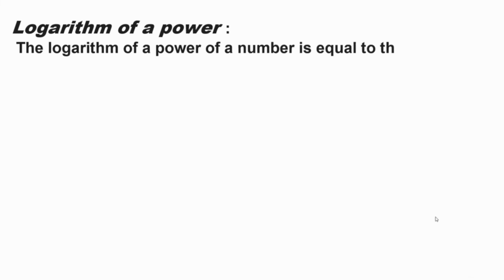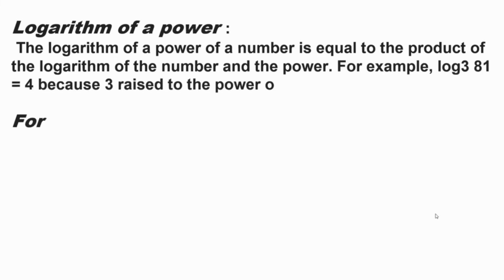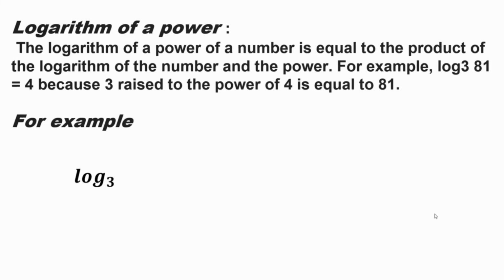Here are some of the laws of logarithms and indices. Logarithm of power. The logarithm of a power of a number is equal to the product of the logarithm of the number and the power. For example, the logarithm of 81 to the base 3 is 4, because 3 raised to the power of 4 is equal to 81.